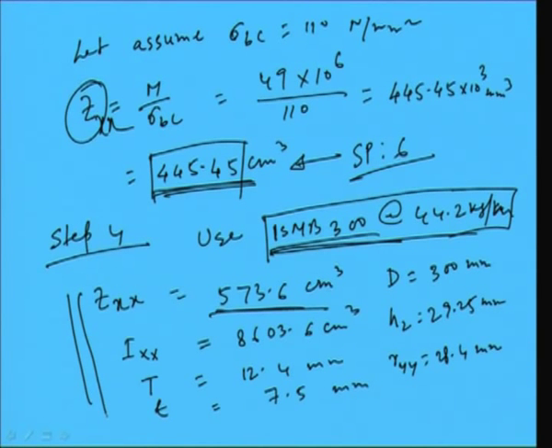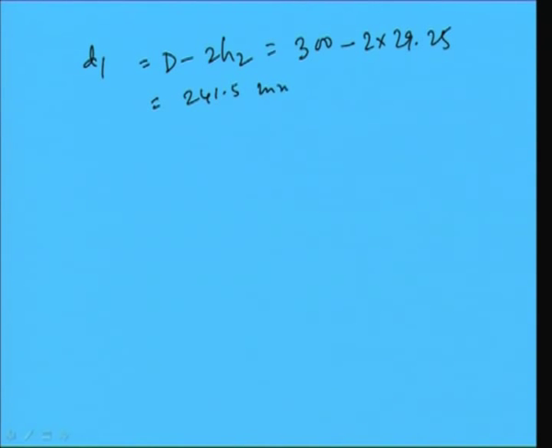So, these are the required values which will be necessary for calculating the sigma BC value and for other purposes, right. With this, now we can find out other things like D1, which will be D minus 2H2, right. So, D is 300 minus 2 into H2, 29.25. So, this value is coming 241.5 millimeter. This is required to find out the sigma BC value for a particular D1 by t ratio, which is given in table 6.1. Okay.